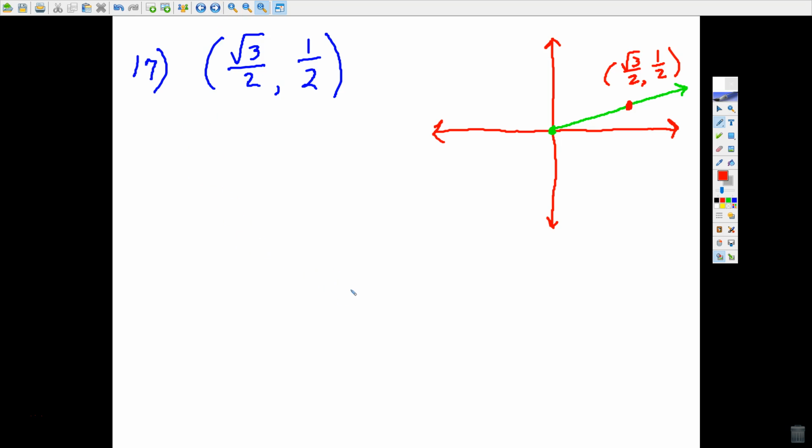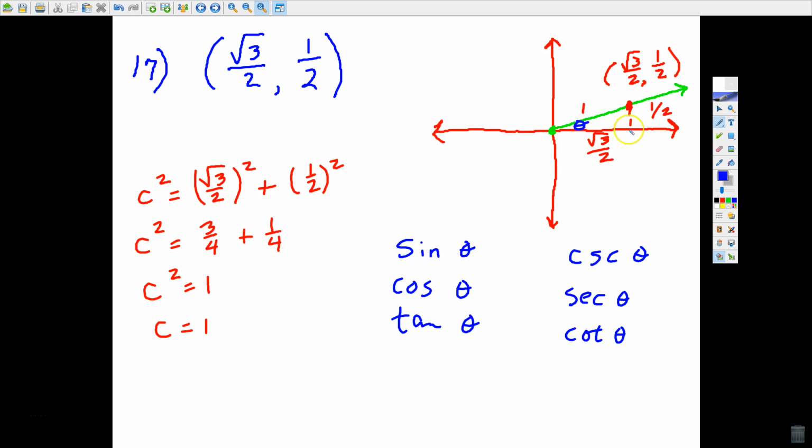Okay, I want you to try this one on your own. We'll come back together in just a minute and see if you get it right. Okay, so we went ahead and found the measurement of the hypotenuse using the Pythagorean theorem. And we're now ready to walk through all of the trig ratios now that we know the 3 sides of the right triangle that we created.